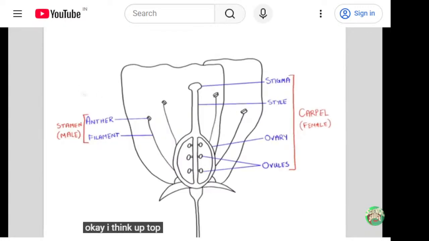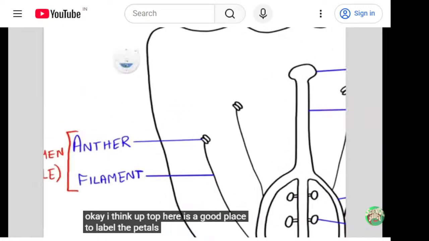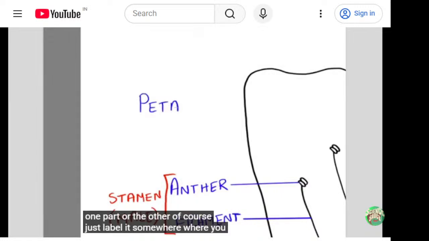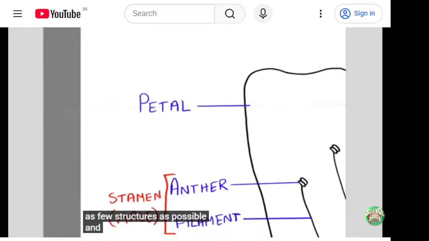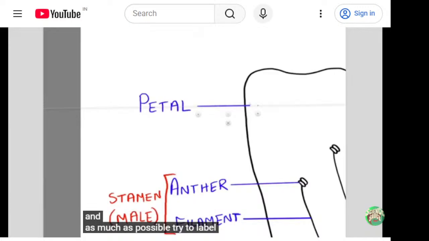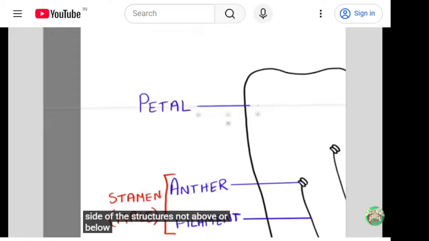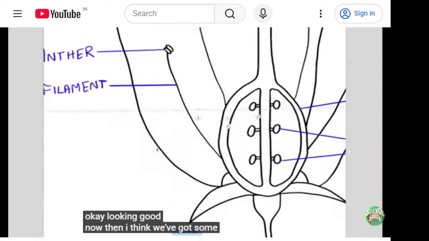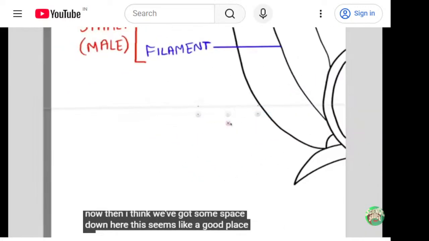Okay, I think up top here is a good place to label the petals. There's no really specific place where you have to label one part or the other, of course. Just label it somewhere where you can draw a label line that cuts through as few structures as possible, and as much as possible try to label at the side of the structures, not above or below. Okay, looking good. Now then, I think we've got some space down here. This seems like a good place to label the nectary.